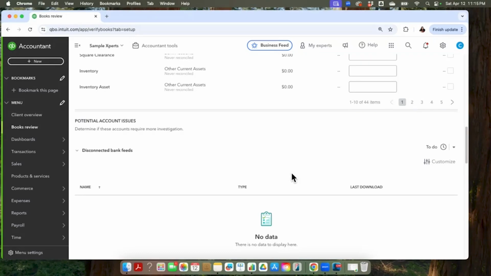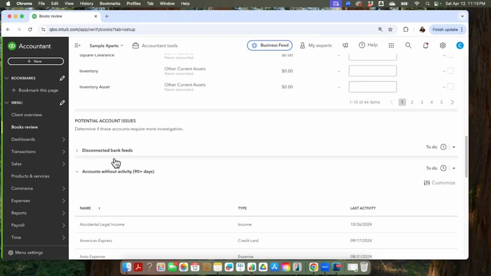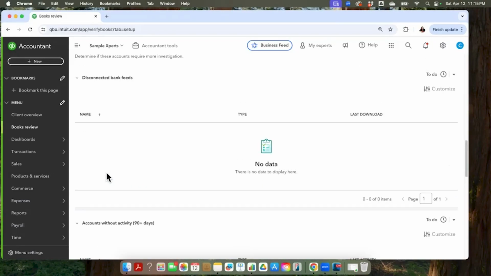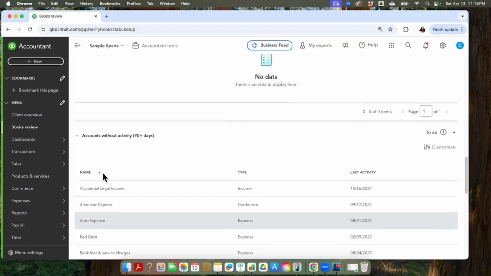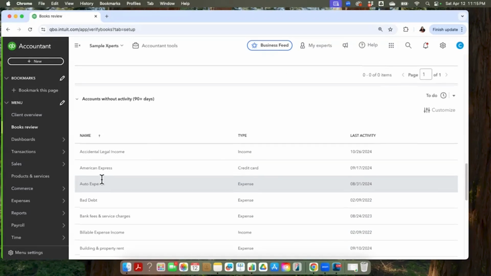All right, the next thing is going to show the disconnected bank feeds. If there are any, they're going to show up here, but there are none. So if there are none, it means that you can keep on going.